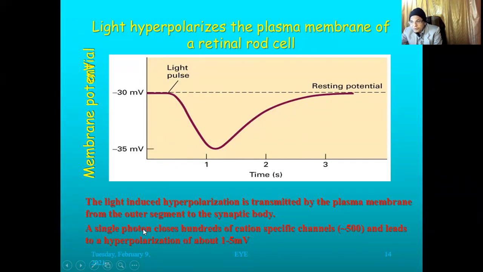A single photon closes hundreds of cation-specific channels. Specific channels, how many, about 500, and leads to hyperpolarization of about 1 to 5 millivolt. This 1 to 5 millivolt is known as the action potential.